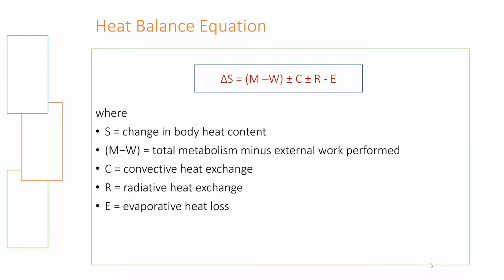Convective heat exchange refers to the heat that is either gained or lost from the flow of air around the worker. Radiative heat exchange refers to the heat radiated either away from the worker or heat absorbed by the worker via radiation or electromagnetic waves. E equal evaporative heat loss. If you notice this particular equation, there's only negative E, meaning that you can only lose heat by evaporation.